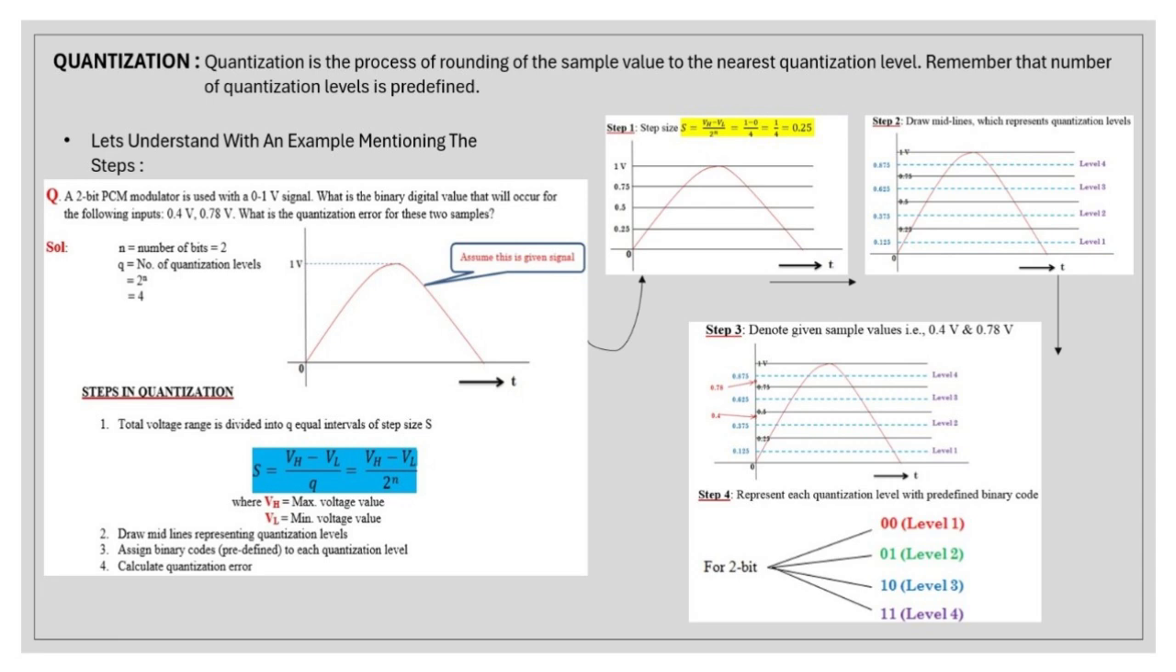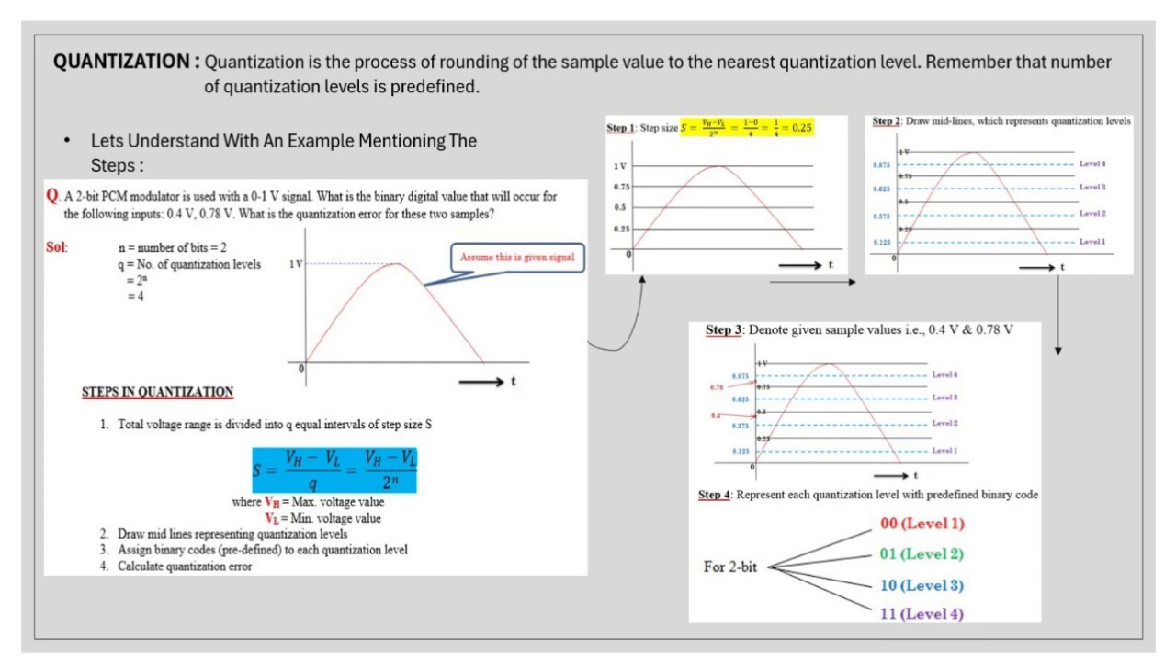Now, quantization. Quantization is the process of rounding off the sample value to the nearest quantization level. Remember that the number of quantization levels is predefined. Let us understand with an example, mentioning the steps.